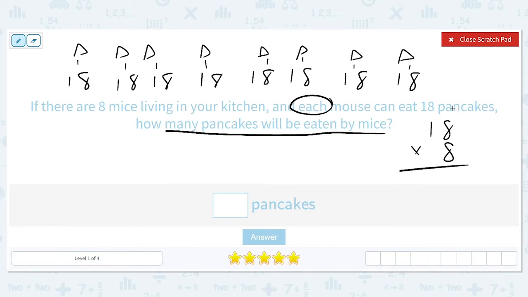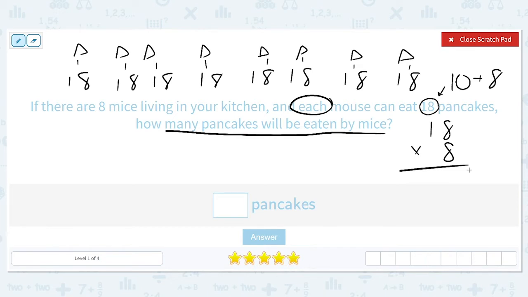Now, the number 18 has 2 different place values. It has the 8 and the 1. The 8 is in the ones place and the 1 is in the tens place. So really, this 18 is the same thing as a 10 plus an 8. It's a lot easier to multiply an 8 times a 10 and an 8 times an 8 than it is to do this multiplication. So we're going to set that up using partial products.